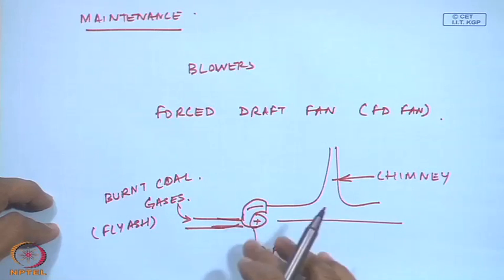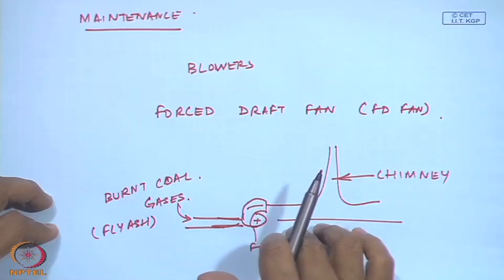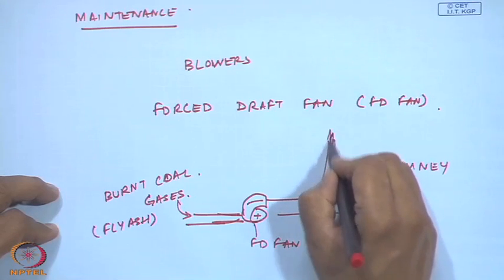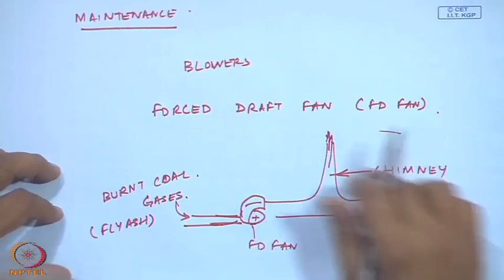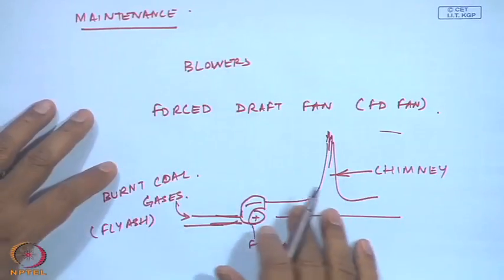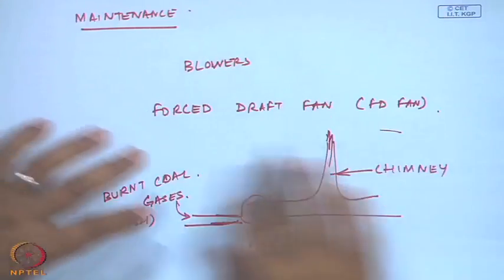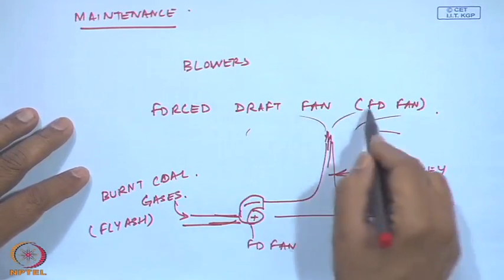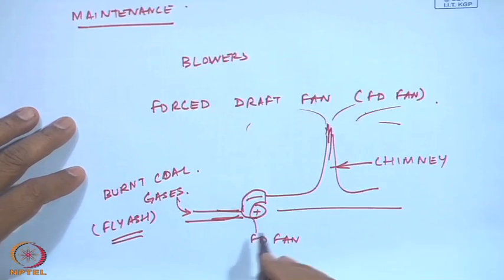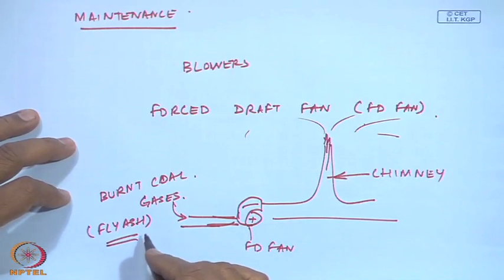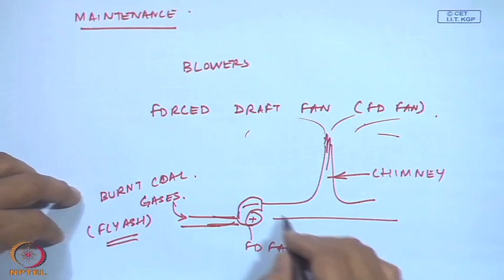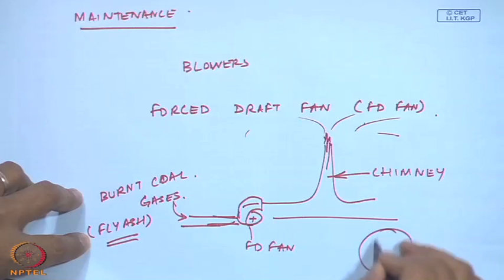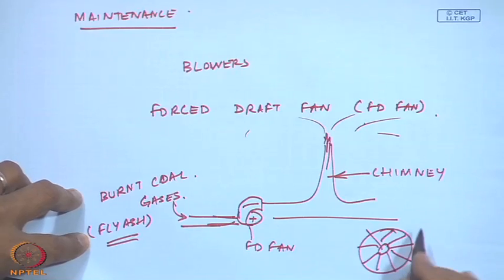To give an extra draft, we put a fan, and this fan pushes the gases out of the chimney, because the chimney is at a certain height; we do not want to release the gases all around us. We send them high up so that they disperse and fly off to large places. The problem is with fly ash. If it is wet and moist, it becomes like a sludge, and these fans have blades. With time, the fly ash gets deposited and sticks to the fan blades.